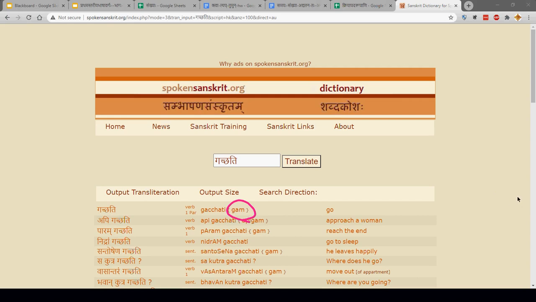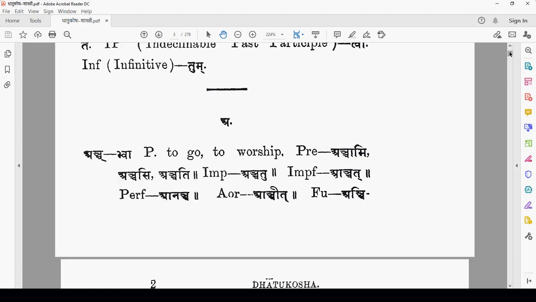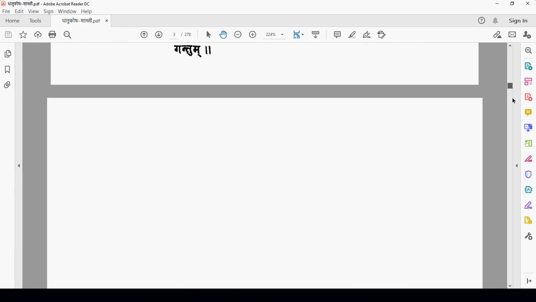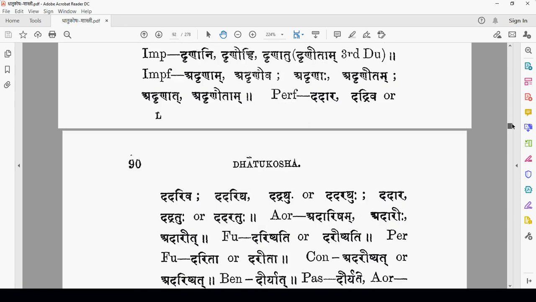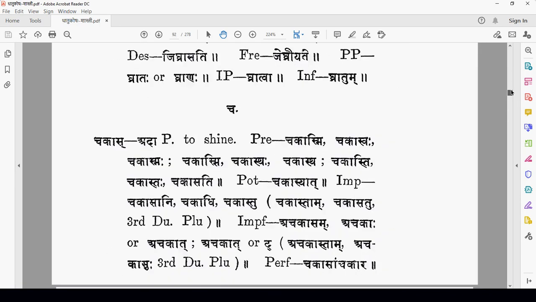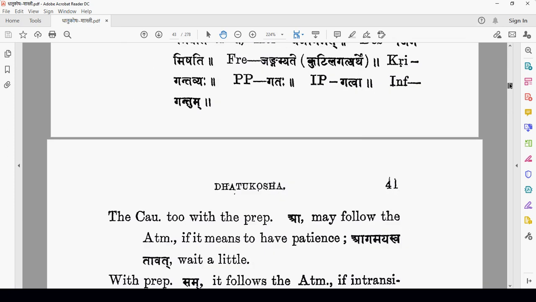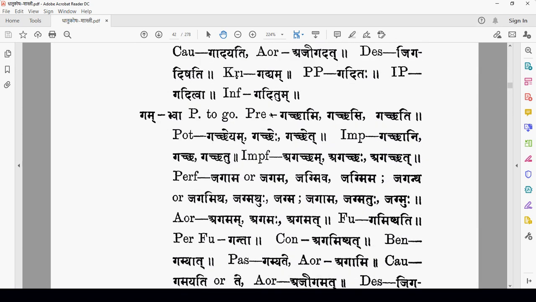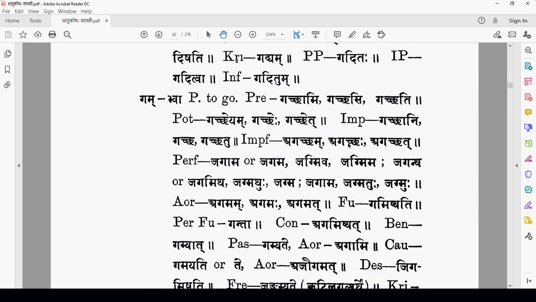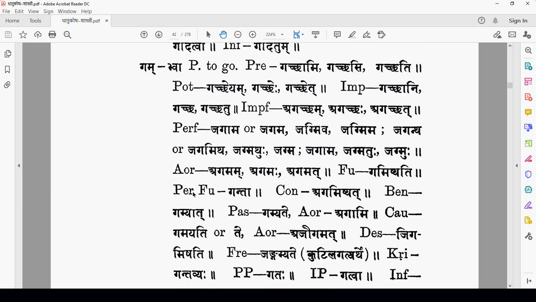Then if you come to that dictionary, it's stored under ga, which is after ka, kha, ga. This is gam. Gam is here. You see gam, to go. Here, first it shows gacchati, gacchatah, gacchanti. This is the present tense. All the other tenses are given here.